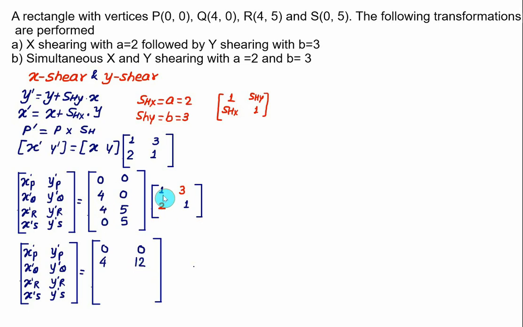4 into 1 is 4 plus 5 into 2 is 10, 10 plus 4 is equal to 14. Then we have 4 into 3 is 12 plus 5 into 1. So we have 12 plus 5 is equal to 17. We have 0 into 1, 0 plus 5 into 2 is 10. We have 0 into 3 is 0 plus 5. So the final coordinate of P is 0, 0, Q is 4, 12, R is 14, 17 and S is 10, 5.